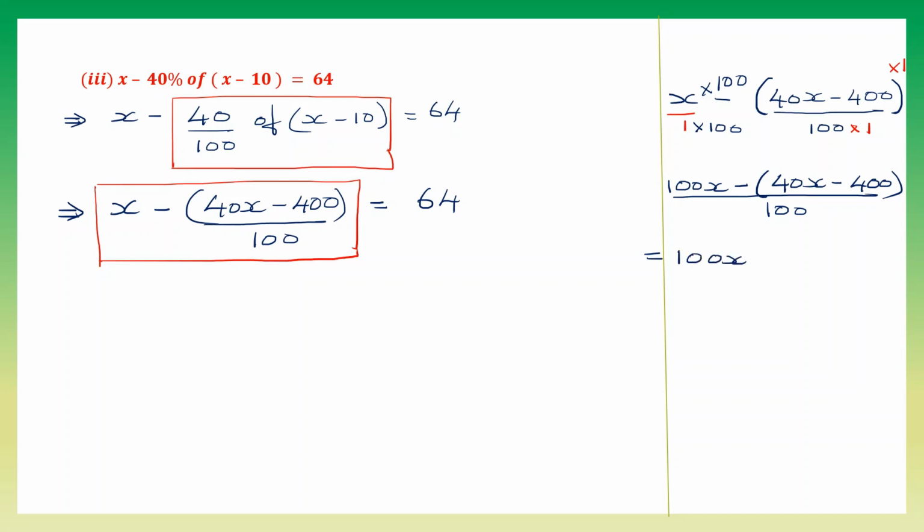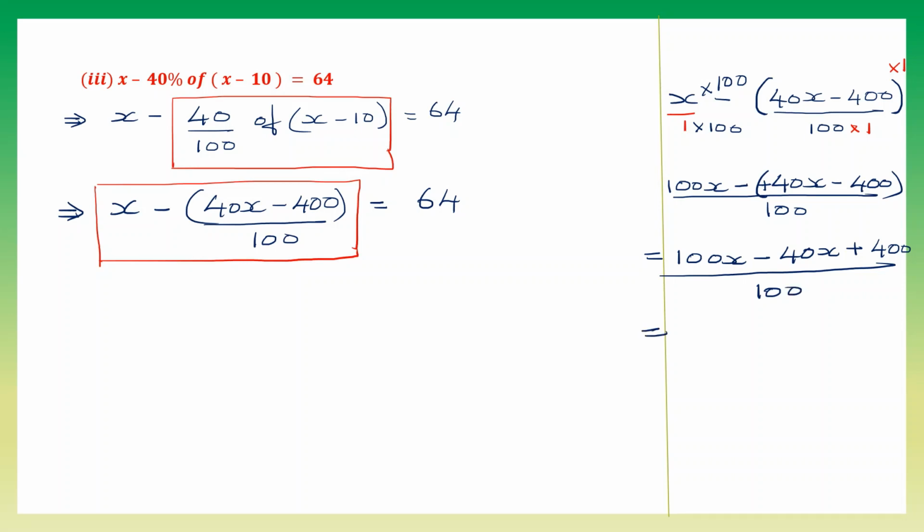Now when you see minus before a bracket, remember the sign of all the terms inside the bracket will change. So this is plus, so plus will now become minus. So that becomes minus 40x. Minus 400 will now become plus 400. Now this by 100.